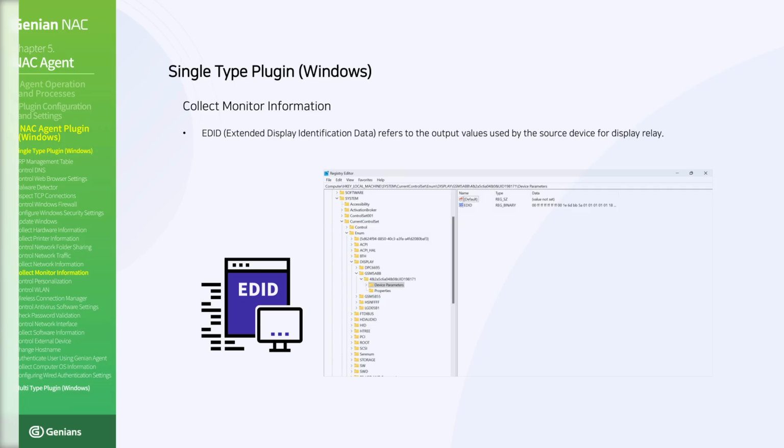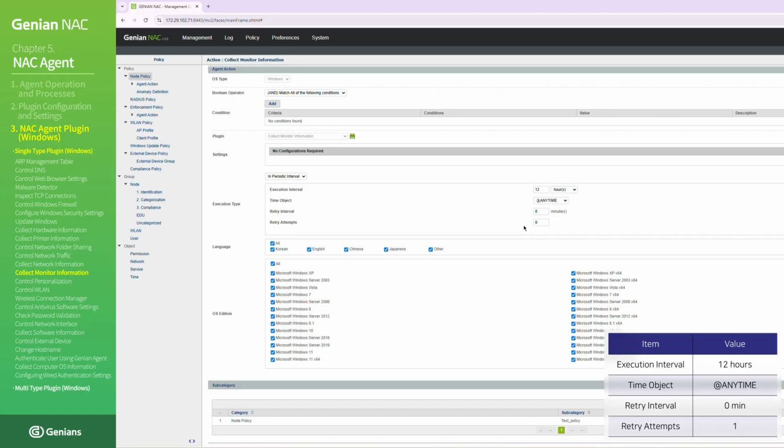The Collect Monitor Information plugin collects information about monitors connected to the device. It uses the EDID, a standard value for data exchange between source and output devices, from the registry to collect monitor information. To collect relevant information using the Collect Monitor Information node action, the following configurations are required.